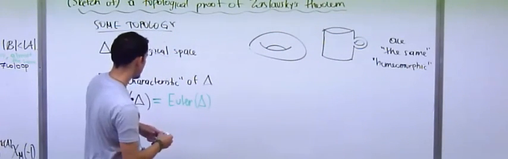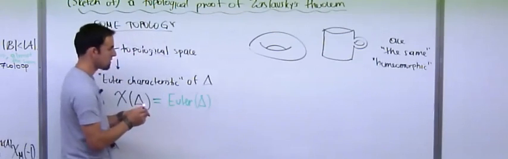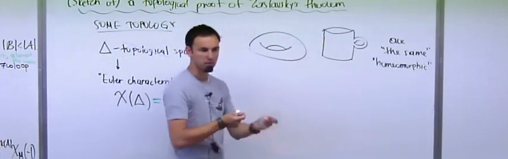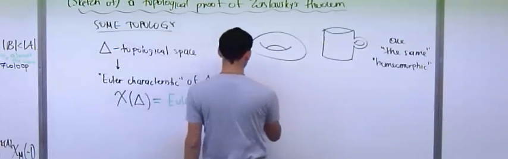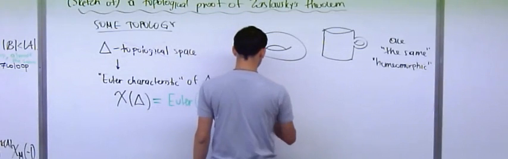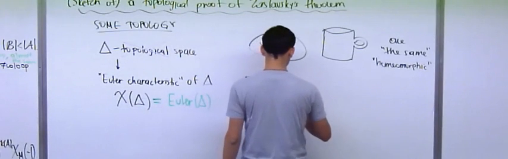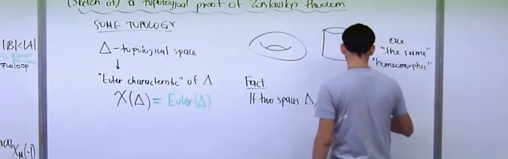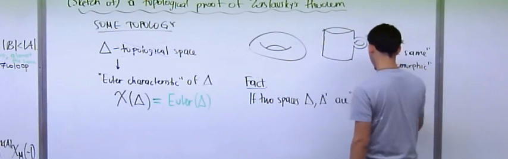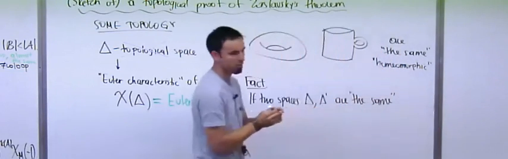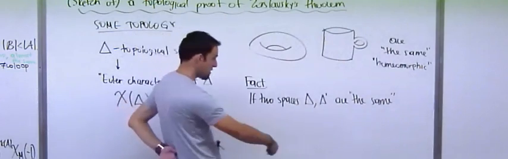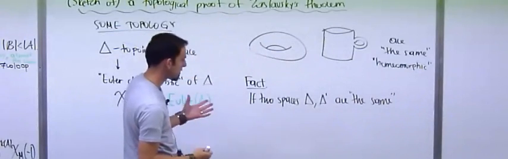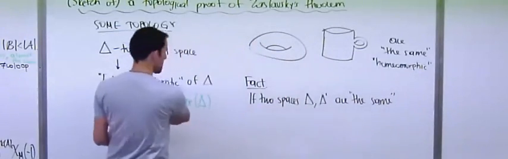And so one of the facts about this number is that this number doesn't change when you move continuously. So this is a nice fact: if two spaces delta and delta prime are the same, where by the same I mean homeomorphic, or if you know some topology, you can even say homotopic, which is a weaker version of two things being the same. The point is, if two spaces look the same, then they have the same number.